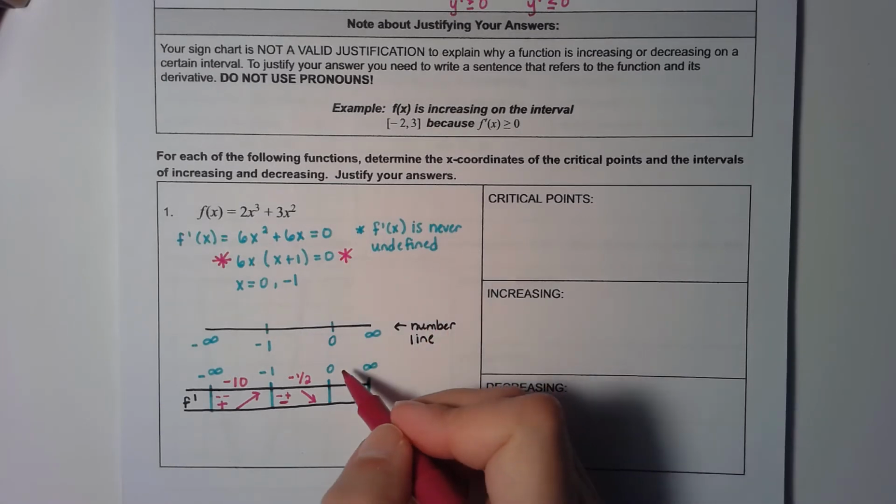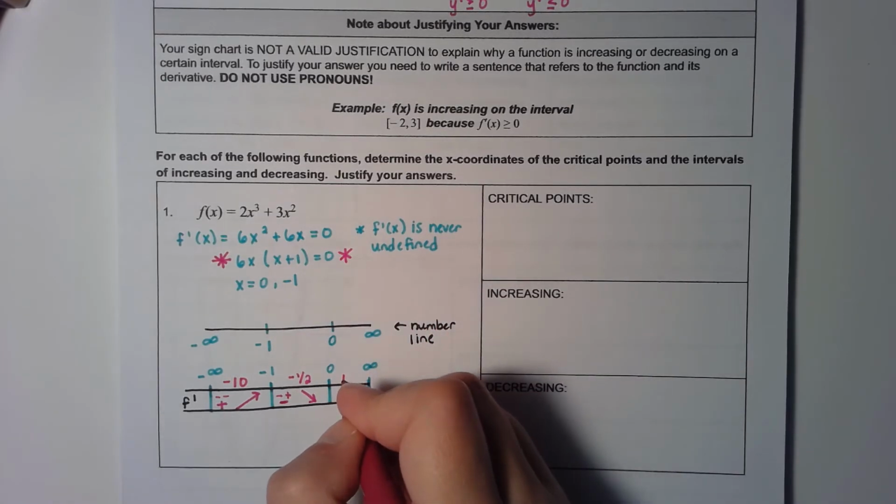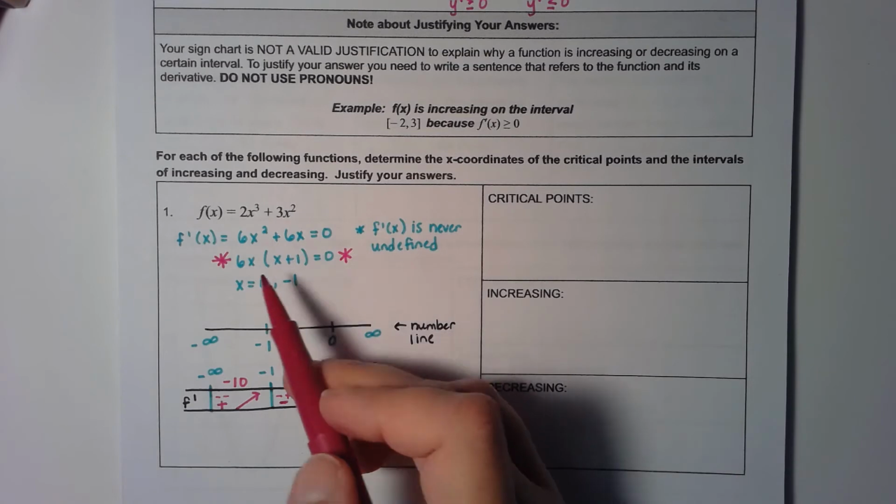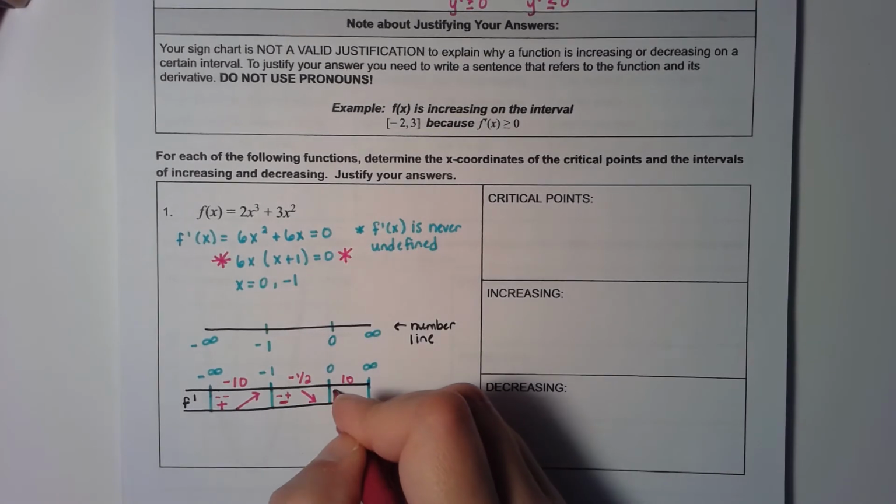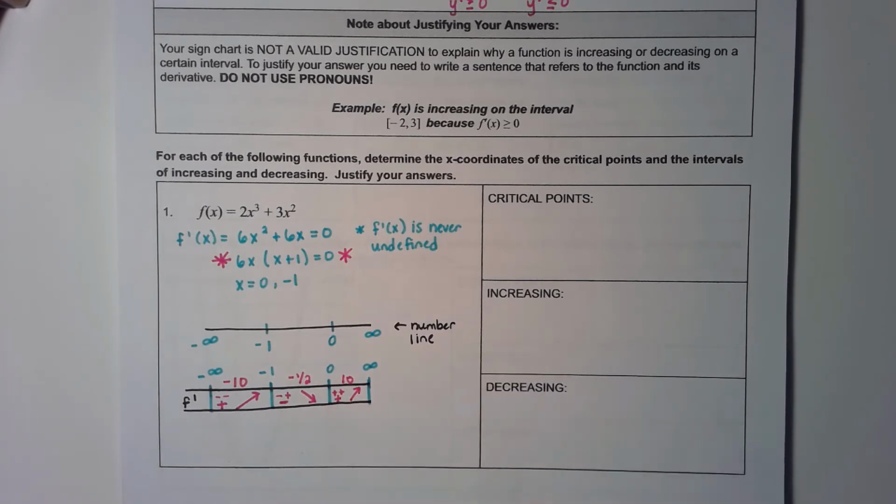And last but not least, between 0 and infinity, like a number like positive 10, if you were to plug that in, 6 times 10 is positive, and 10 plus 1 is positive. And when you multiply two positives together, you get a positive number. So that part of the graph would be going uphill. Now we've made our sign chart.